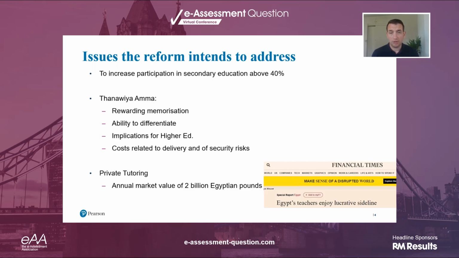Some candidates do return in order to sit the assessment at the end of grade 12, but often it's the case that candidates will drop out of grade 10 and won't return to the secondary school environment. Obviously, part of the Egyptian government's vision is to ensure that through changing the assessment regime and changing the contribution of tests within grades 10 and 11 to contribute to the overall result, they're trying to increase participation.